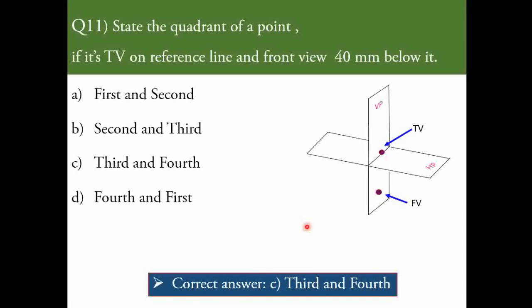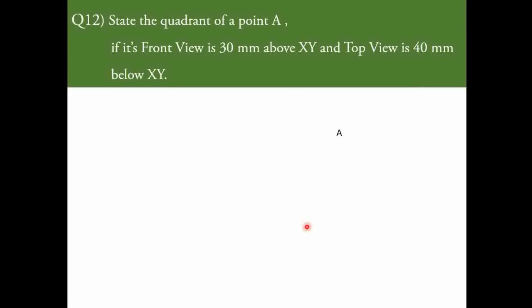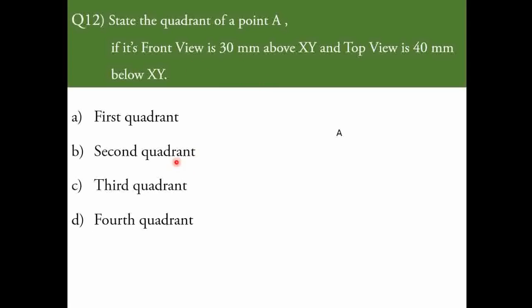Now the last question for this video. State the quadrant of a point A. Means a point A is given, and we have to mention the quadrant of that point A with the condition. That condition is: its front view is 30 mm above XY and top view is 40 mm below XY. I think there is no need to take the reference of the diagram, but still we will discuss with that. The options are: first quadrant, second quadrant, third quadrant, or fourth quadrant.